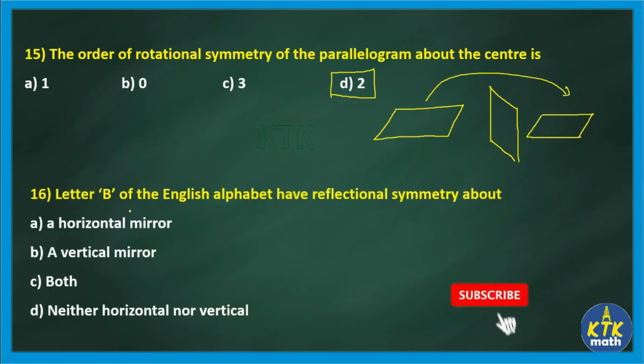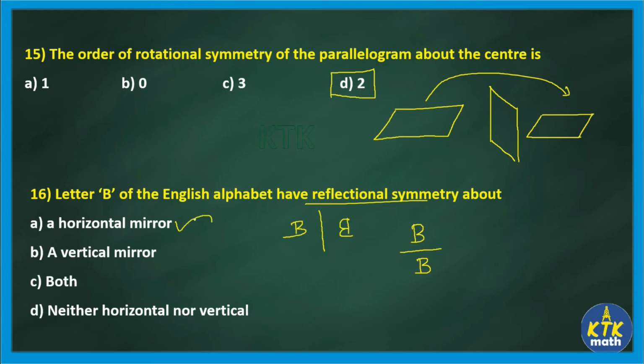Now question number 16, the letter B of the English alphabet has reflection symmetry about. So you are considering B. If you are imagining a vertical mirror, B will look like this. And for the same B, if you are considering a horizontal mirror, B will look the same. Therefore, B has reflection symmetry about the horizontal mirror. I hope you understand this explanation. Now let's move on to the 17th question.